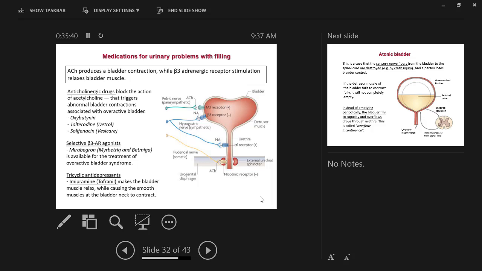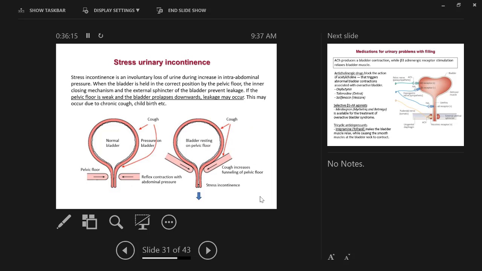The mechanism is kind of complicated, but antidepressants have a kind of mixed function. Anticholinergic effects can be found in antidepressants. So that's why using this, you can cause the same effect as anticholinergic drugs. So those three are the major medications that you can use for both overactive bladder as well as stress incontinence.